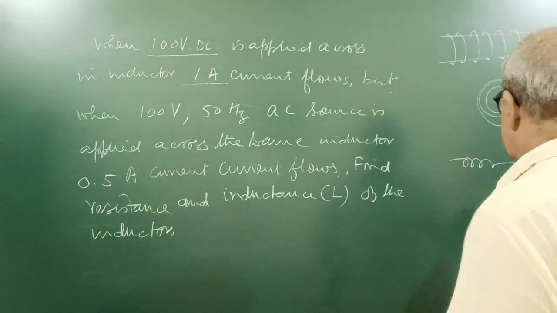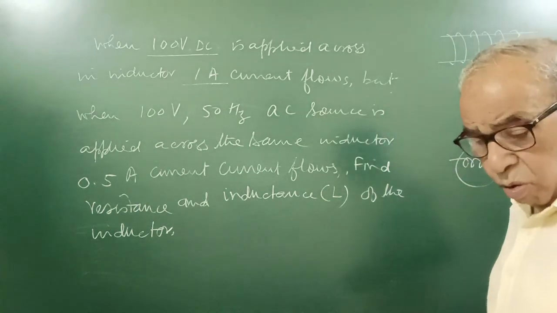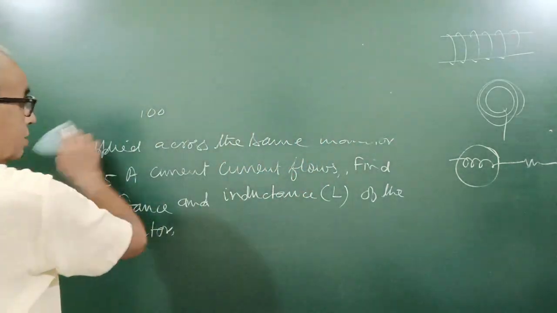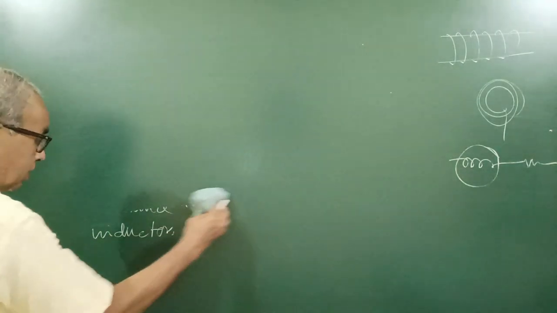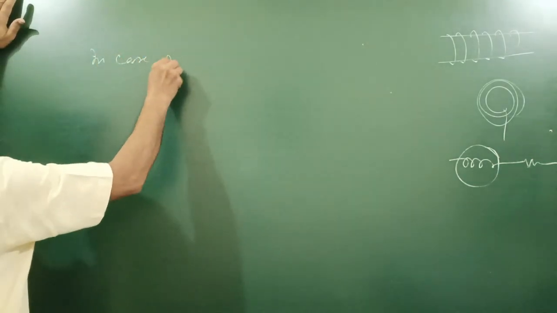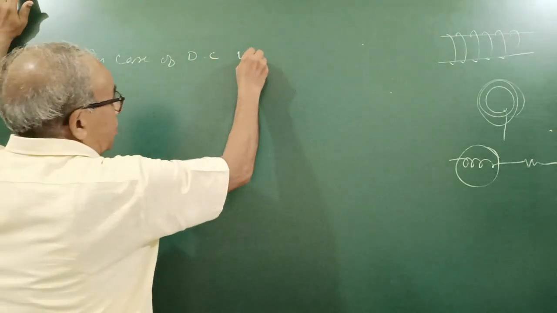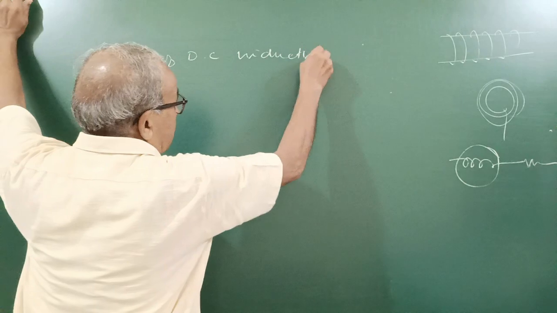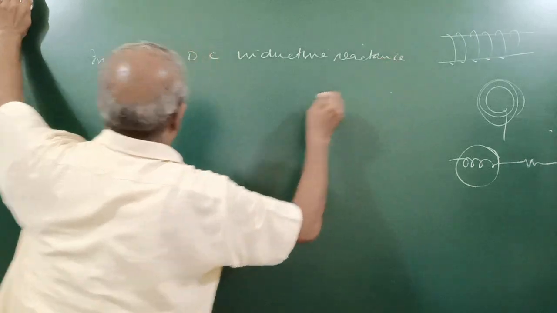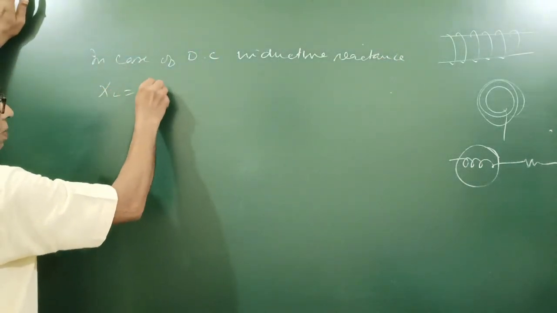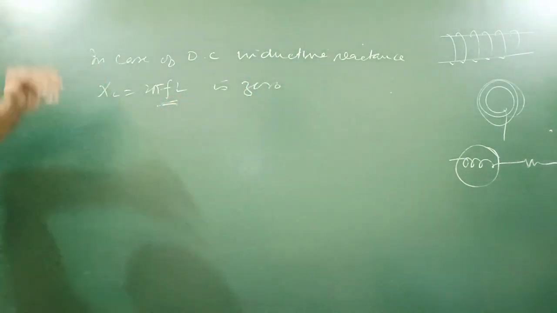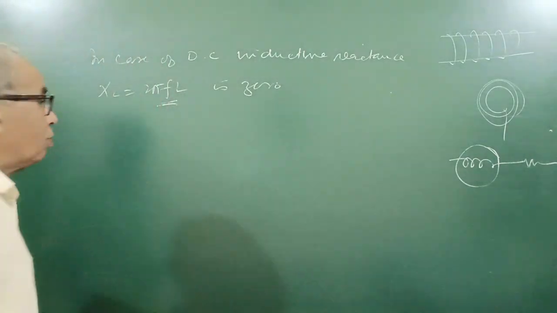So when we apply DC, for DC inductive reactance is 0. For DC inductive reactance 0, only resistance will act. So what solution will we take? In the solution, in case of DC, inductive reactance XL equal to 2 pi FL is 0. Why? Because the frequency of DC is 0.